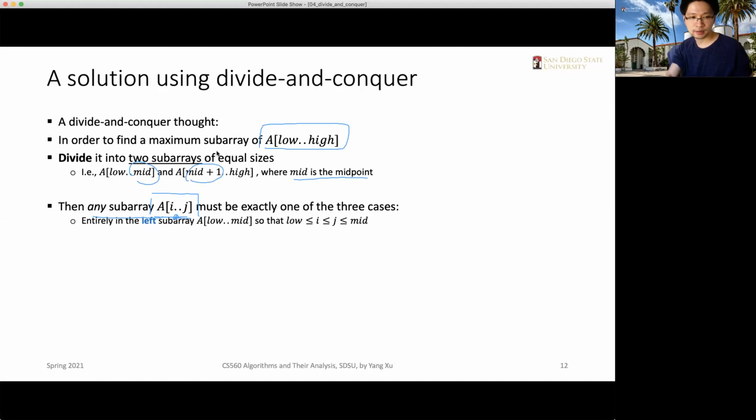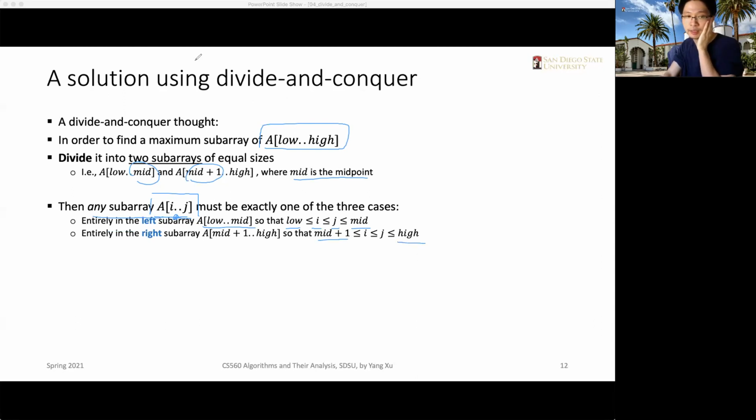The first case is that this subarray is entirely in the left, which is from low to mid, right? So that means i and j are bounded by low and mid. The subarray from i to j is entirely to the left. The second case is that it's entirely to the right, which is bounded by mid plus 1 and high.